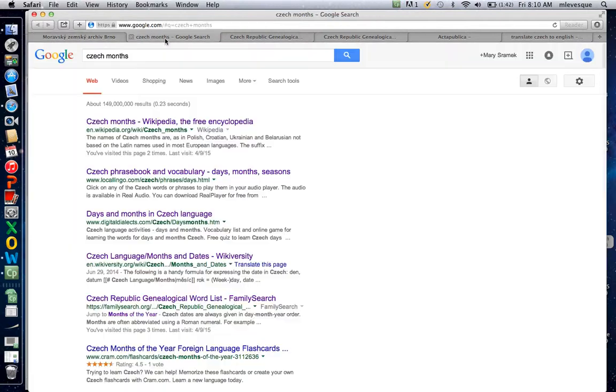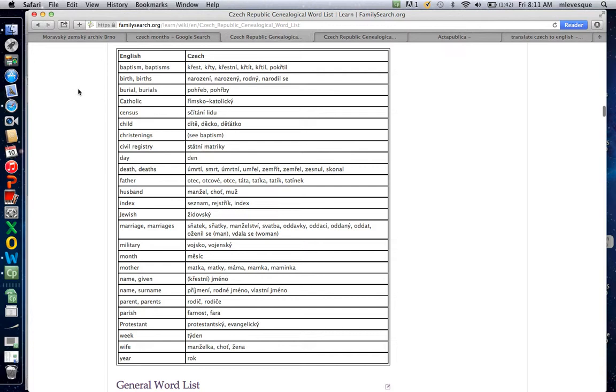FamilySearch has a very nice list of stuff. If you Google Czech months, then the list is down here. However, you do need to be signed in before it will jump to it. And before I look at the months, let me look at their list of words. So, sure enough, here's baptism. See, there's that KRT, birth, NAR, Catholic, KATOL, that's not hard.